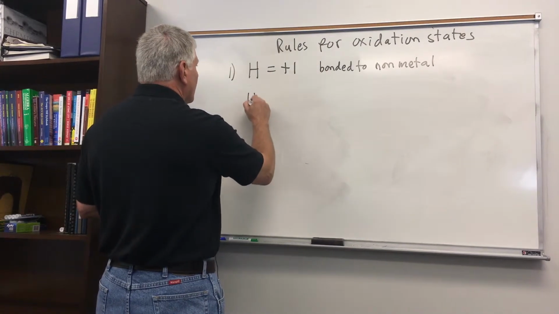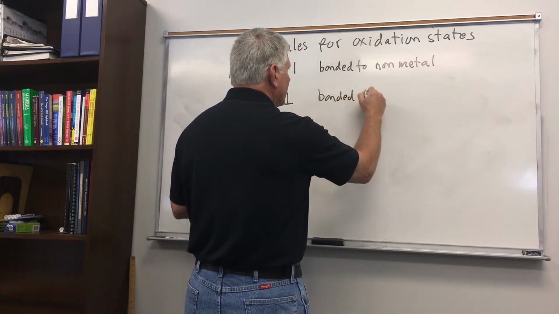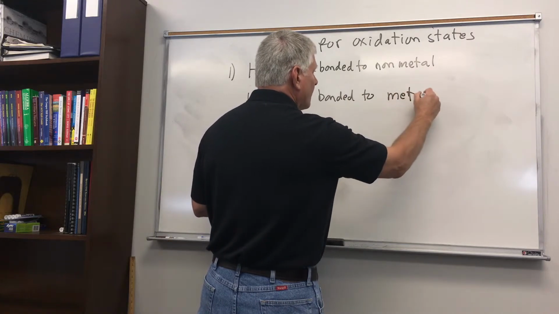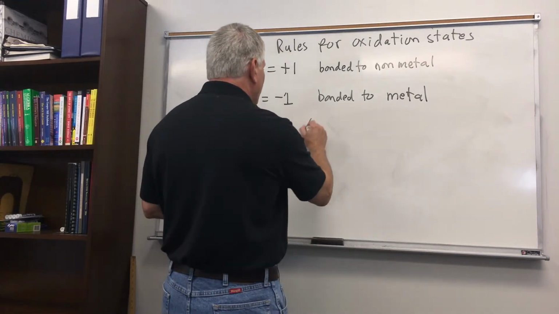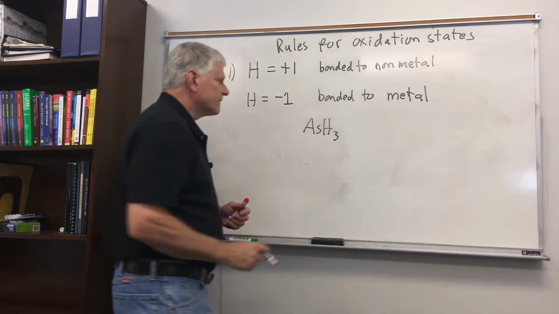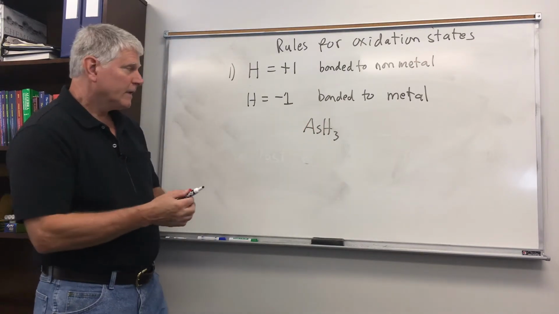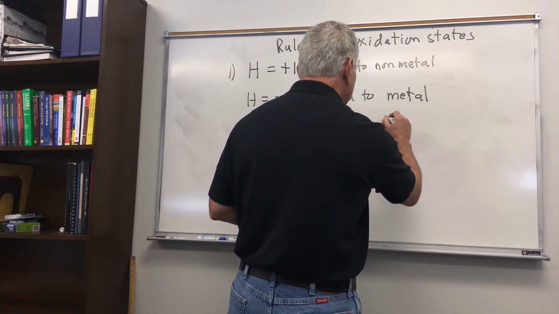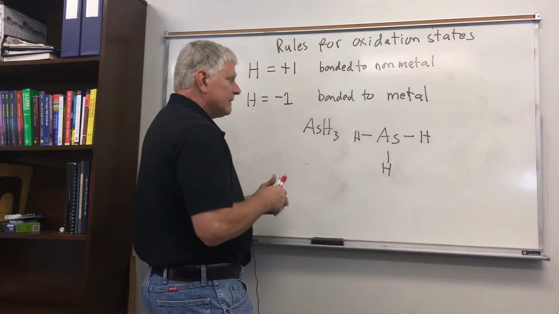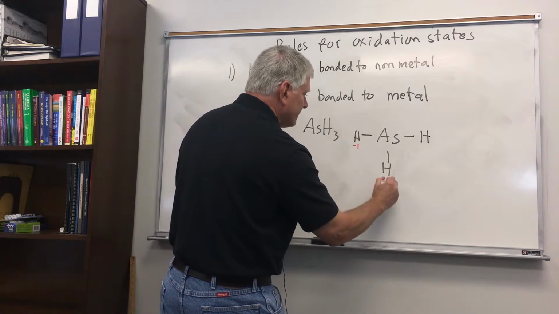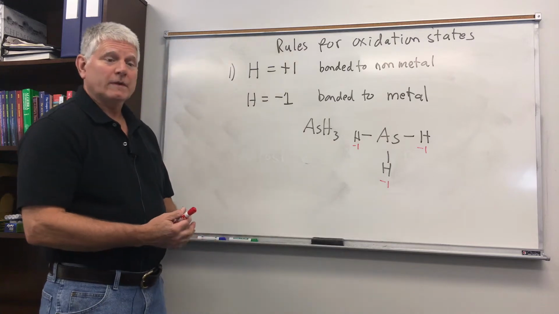Now, if hydrogen is bonded to a metal, then its oxidation state is -1. As an example, let's consider arsine. It's arsenic metal with 3 hydrogens bonded to it. And so in this case, each hydrogen would be assigned an oxidation state of -1 because it's bonded to a metal.